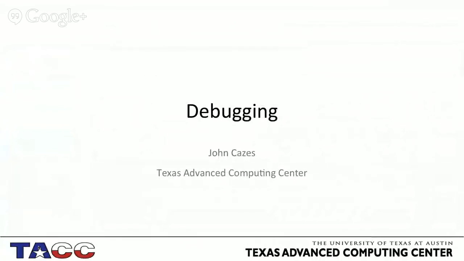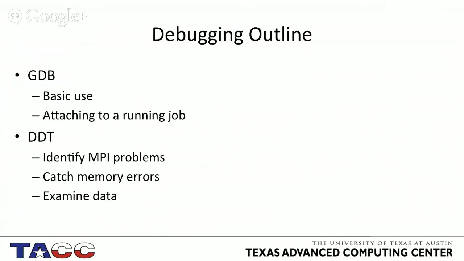Good morning. So first we're going to talk about debugging, primarily debugging tools. Here's a quick outline. We're going to talk about two tools that we use quite a bit here at TAC, GDB and DDT. I'm going to run through the basics of each tool, and then we're going to have a short lab where you'll get to play with the tools. Although I'll warn you, if you want to use DDT, you need X11 support.